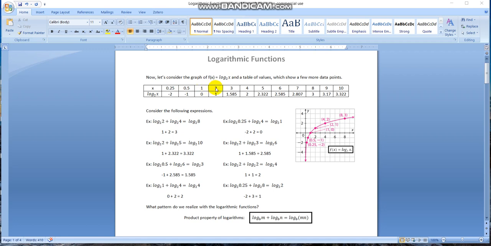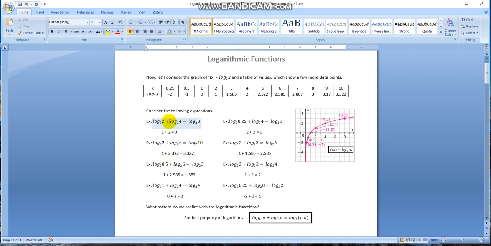have log base 2 of 2 is going to be 1. Log base 2 of 4 is going to be 2. We have 8 here. Log base 2 of 8 is going to be 3. Okay. If we take the second example, we have log base 2 of 2 equals 1. Log base 2 of 5, which is 2.32. And we have log base 2 of 10 is going to be 3.322.